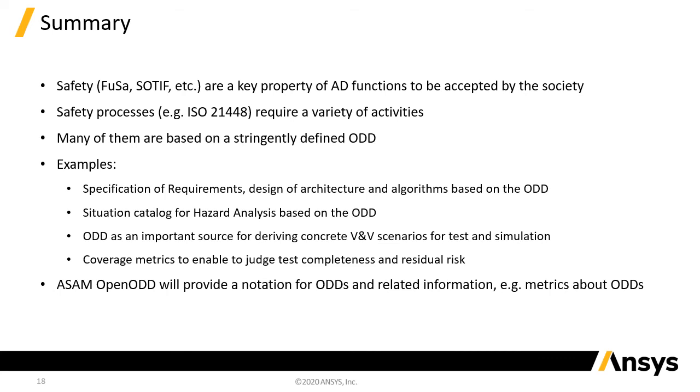Examples that I have told you are specification of requirements, the design of architecture and the algorithm based on the ODD, the situation catalog for the hazard analysis based on the ODD, ODD as an important source for deriving concrete V&V scenarios for test and for simulation, and coverage metrics to enable judgment of the test completeness and residual risk after testing scenarios that are meant to eventually cover the whole ODD of an automated driving function. ASM OpenODD will provide a notation for ODDs and for related information like metrics about ODDs.